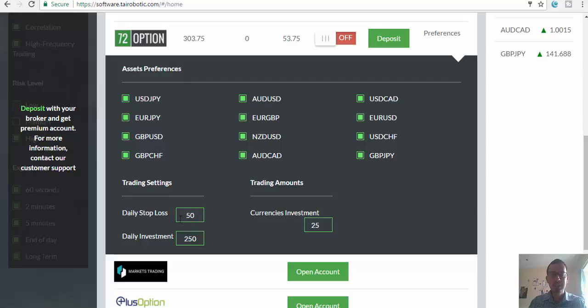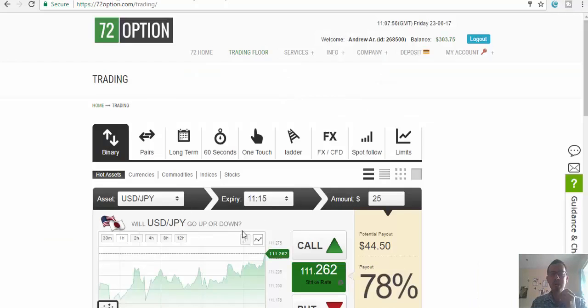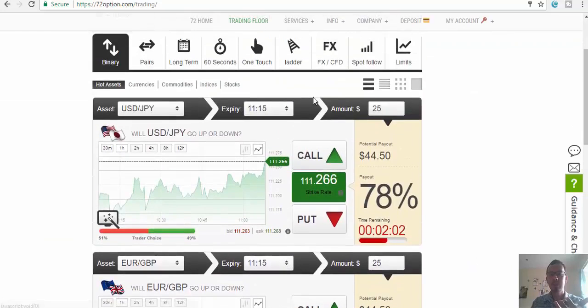And again, guys, the recommended settings are daily stop loss, leave it at 50, which means that if you get 2 losing trades one after another, the auto trader will stop. Daily investment is 250, because 250 was my minimum initial deposit. The investment per trade is $25, because my assigned broker has a $25 minimum per binary options trade. So this is the minimum I can invest per trade.